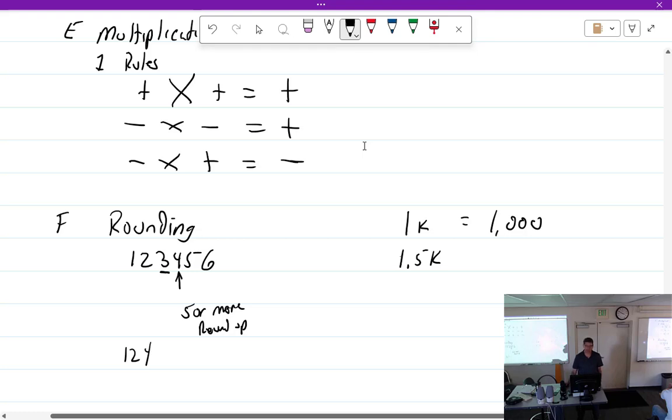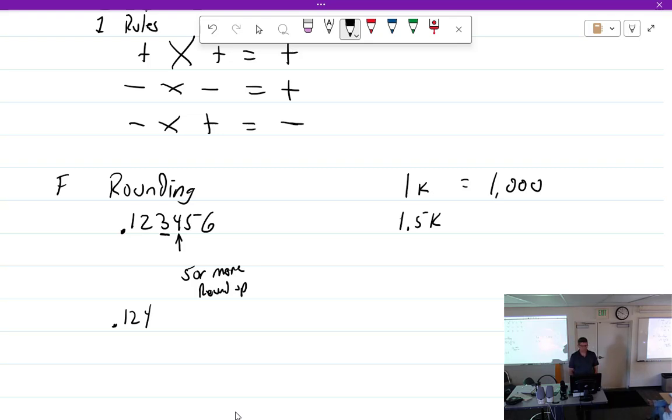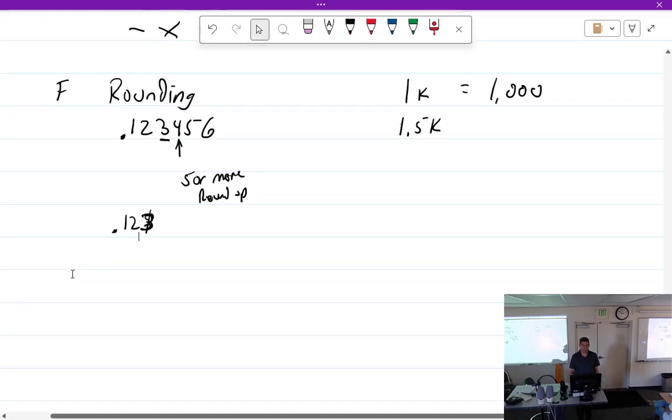Or if I had 0.1, 2, 3, 4, 5, my answer becomes 1.124. That's not a lot of rounding, is it? You're not off by much. Are you rounding to 3? Because it should stay 3 then. Oh, sorry. That's why she had a funny look on her face. 5 or more, round up. I wrote round up, so I rounded up. All right, 1, 2, 3. So that's nearly the same answer, right? 0.1, 2, 3, 4, 5, 6 versus 0.1, 2, 3.